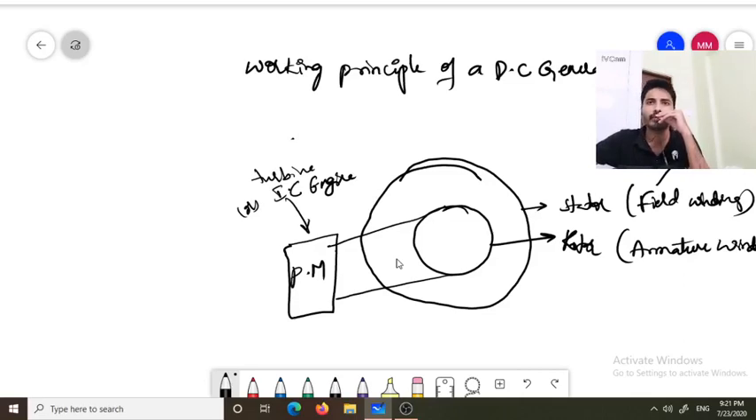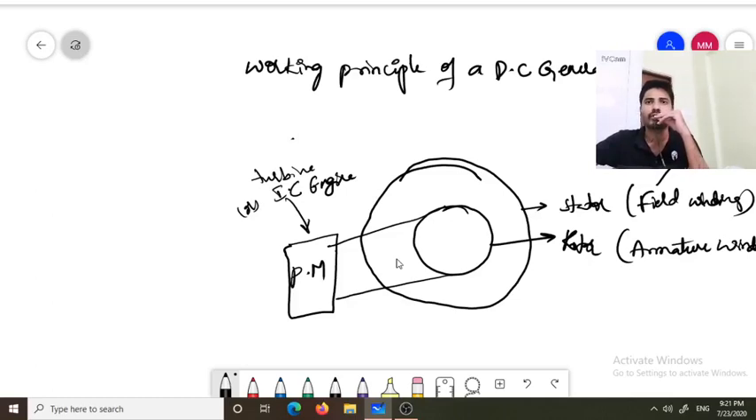and that flux passes to the rotor through the air gap. There is some air gap present between the stator and rotor in order to avoid friction. Only if there is some air gap between the stator and rotor will the rotor rotate, otherwise the rotor will never rotate. If there is no air gap between stator and rotor, then the rotor will never rotate.